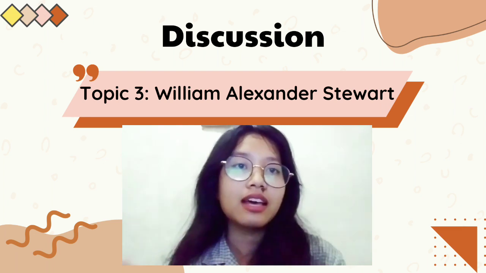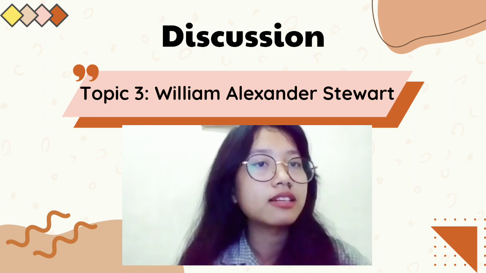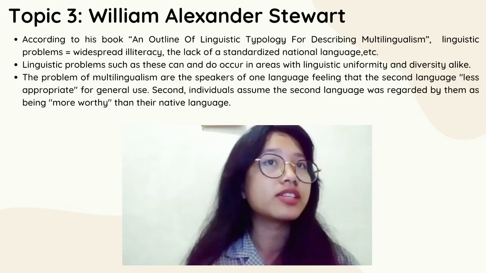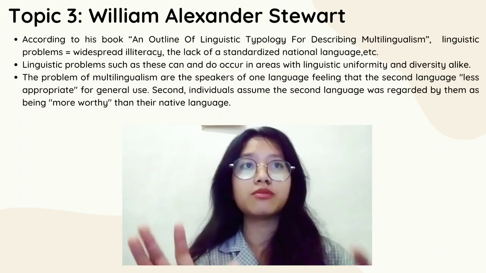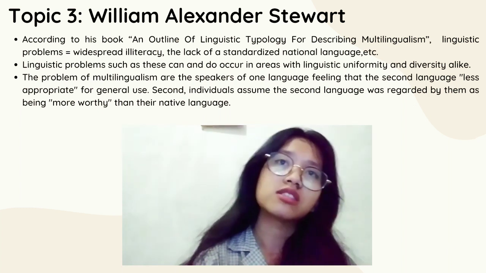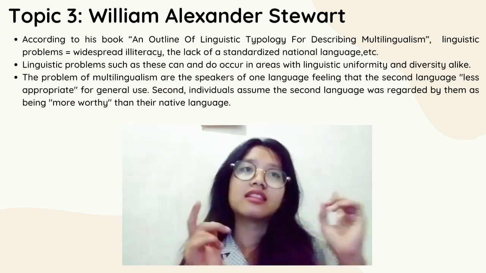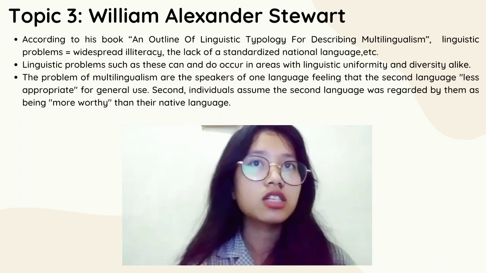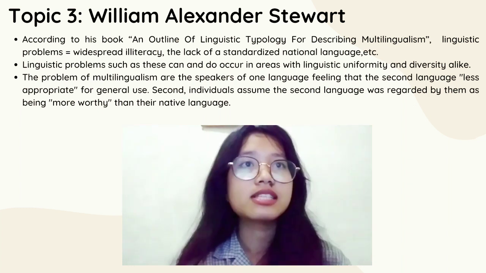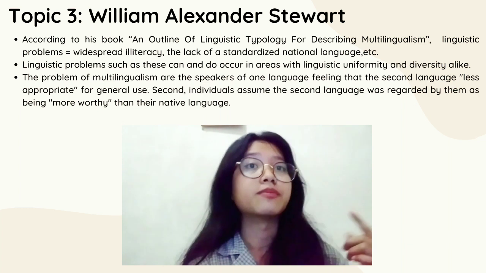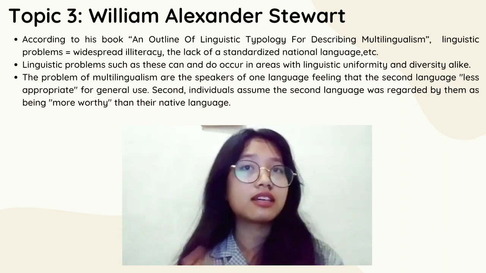And then the next topic is from William Alexander Stewart's theory. According to his book, An Outline of Linguistic Typology for Describing Multilingualism, such linguistic problems include widespread illiteracy and the lack of a standardized national language. Linguistic problems such as this can and do occur in areas with linguistic uniformity and diversity alike.